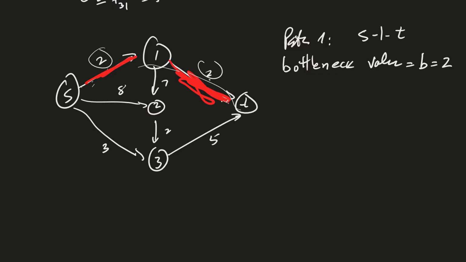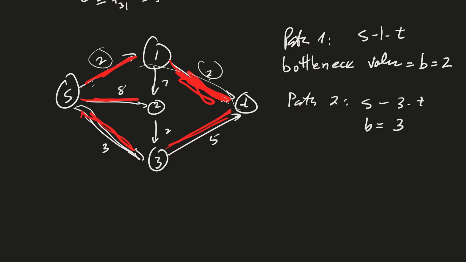So let's do a couple more. How about this path here, going this edge and then this edge. So we'll call that path 2. And so what's the bottleneck on that? Oh, and let me draw it here. S3T has a value of B equals 3. Good. And let's do one more. How about the path from here and then down? Do I have any more left here? Let's see, there was 2 left right after the 5, and there's 2 there.